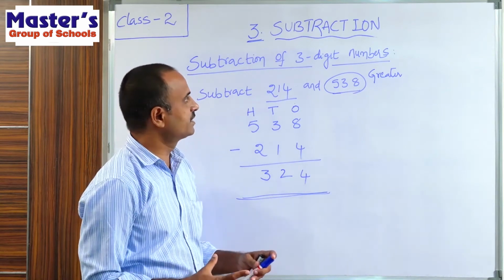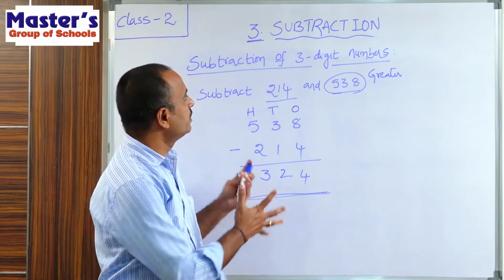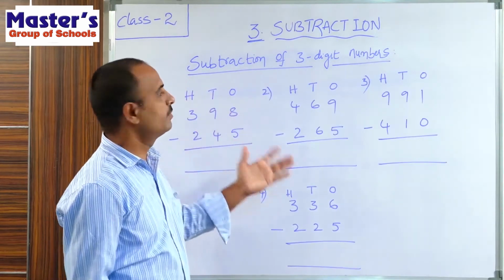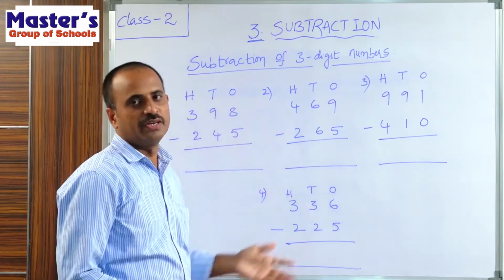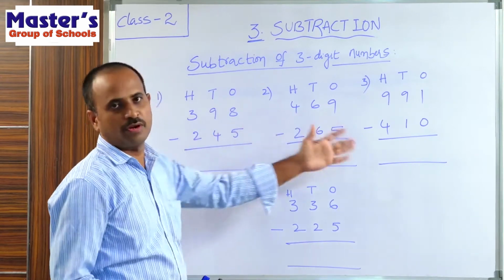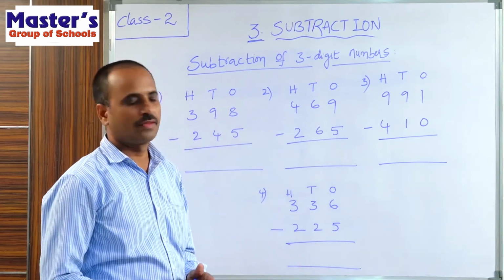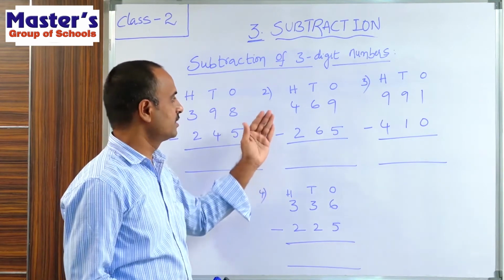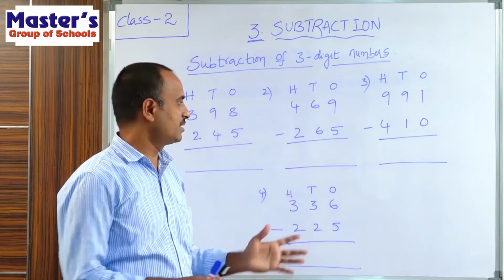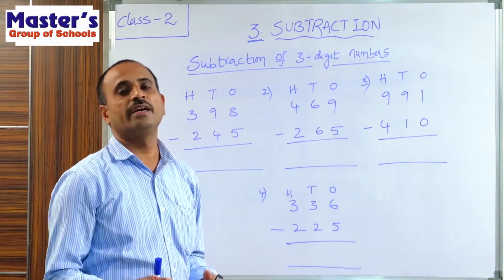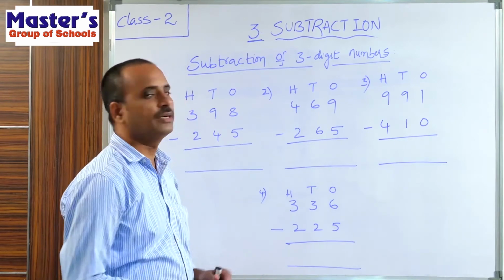So let us practice some problems on this subtraction of 3-digit numbers. These are some problems on subtraction of 3 digits. There are 4 problems given, and all those are 3-digit numbers. Now we have to subtract these 3-digit numbers. So let us practice these problems, and then we will get a clear understanding about how to subtract 3-digit numbers.